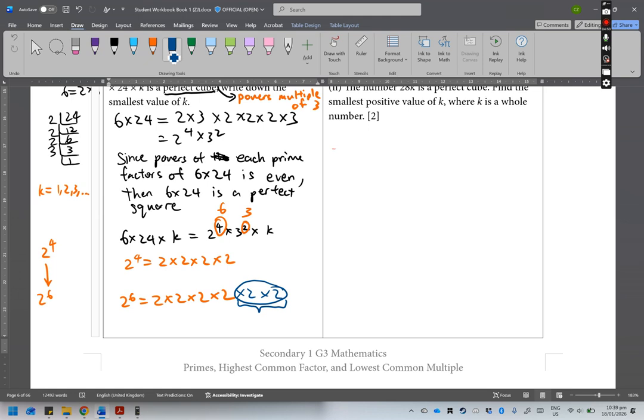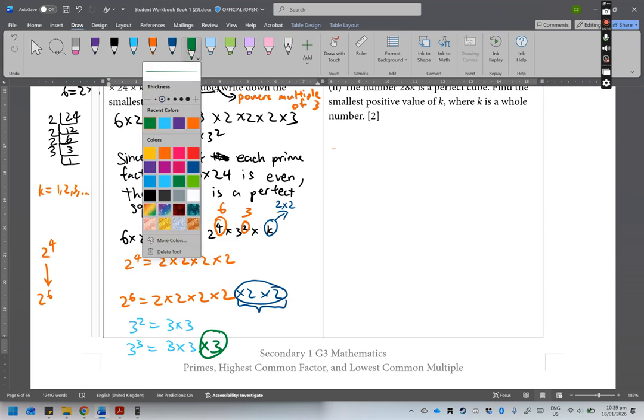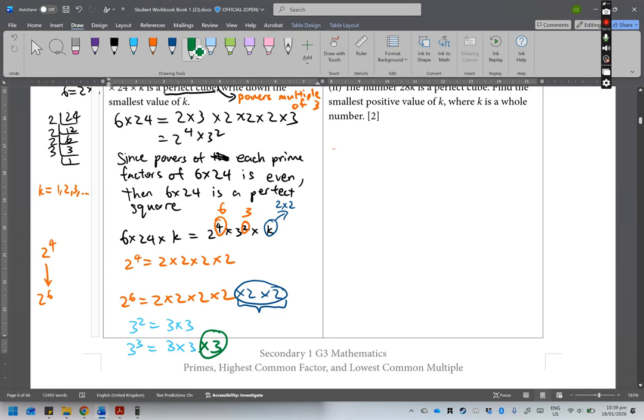So that means k must be 2 times 2 and something else. Then 3 squared is 3 times 3. 3 cubed will be 3 times 3 times 3. So similarly, I must multiply a 3 here. So k will simply be 2 squared times 3, which is 12.